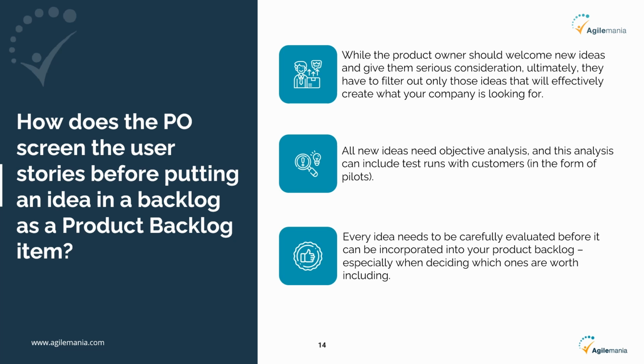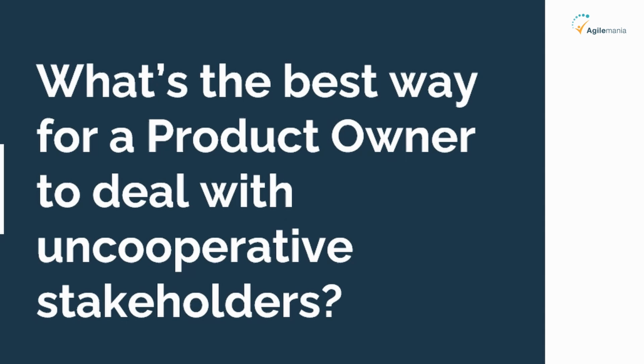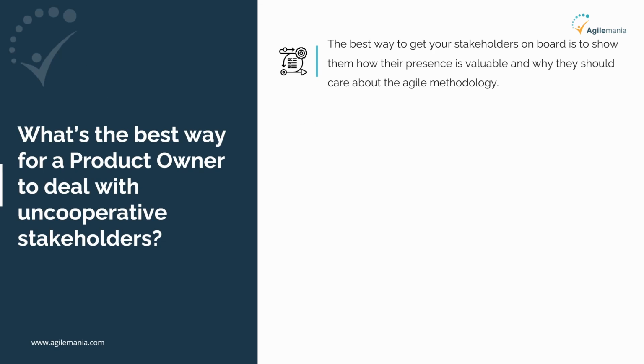What's the best way for a product owner to deal with uncooperative stakeholders? The best way to get your stakeholders on board is to show them how their presence is valuable and why they should care about the Agile methodology.